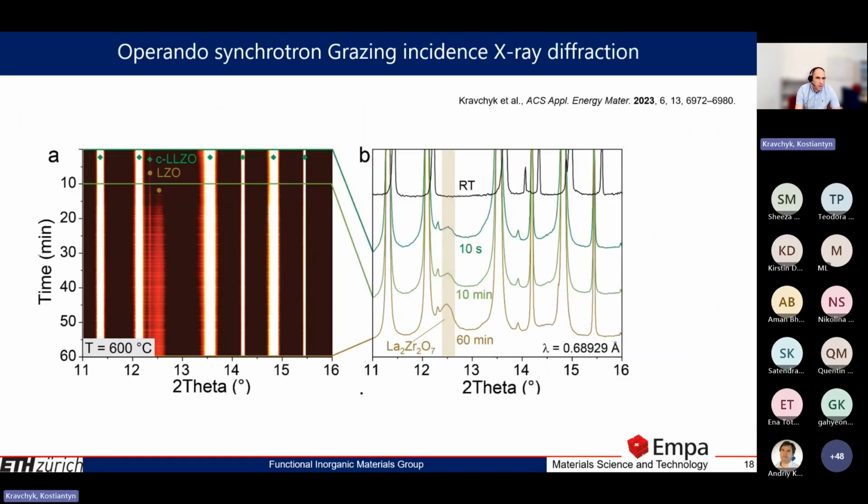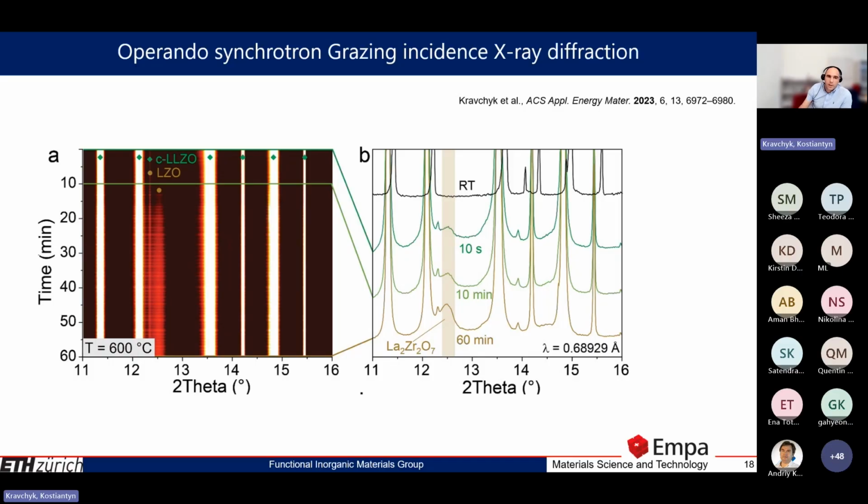So this is just one example of measurements of what one can do in order to really track chemical changes under electrochemical conditions. And finally, one method which I find also quite important is synchrotron grazing incidence X-ray diffraction, which is quite useful to characterize surfaces. Here you see an example of these measurements for LZO surface.